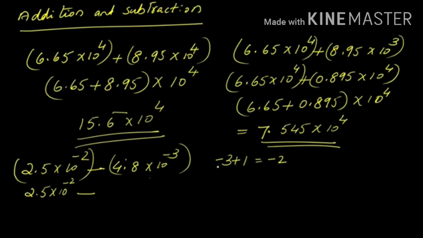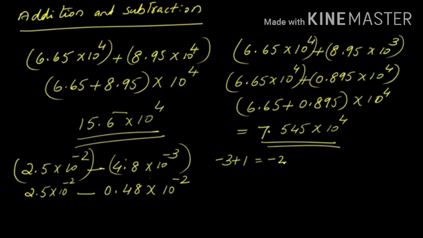10 raised to minus 3 can be changed into 10 raised to minus 2. Minus 3 should be changed to minus 2 by adding 1. Plus 1, again plus 1. It is a positive sign. So a positive sign means the decimal point should be shifted towards the left side. How many digits should it be shifted? 1 time. So we need to shift the decimal point one place to the left. So we will get 0.48 into 10 raised to minus 2.